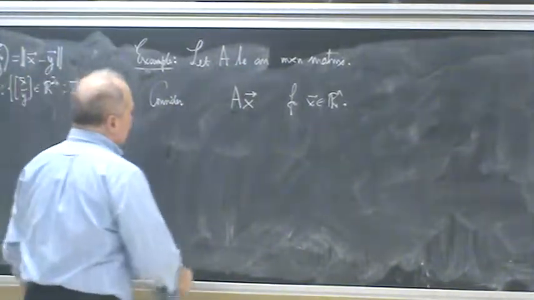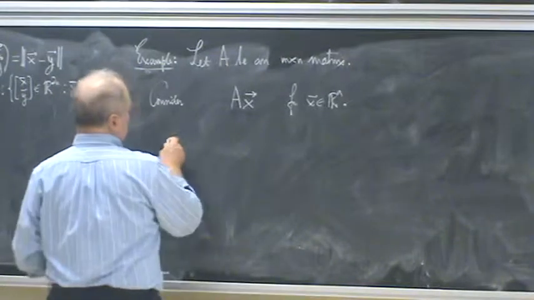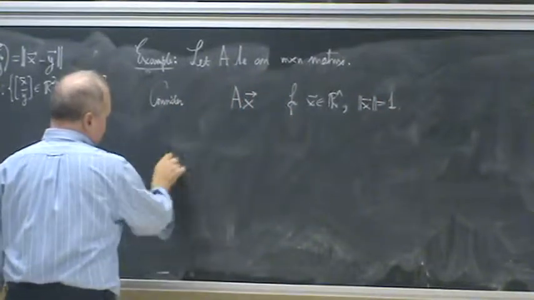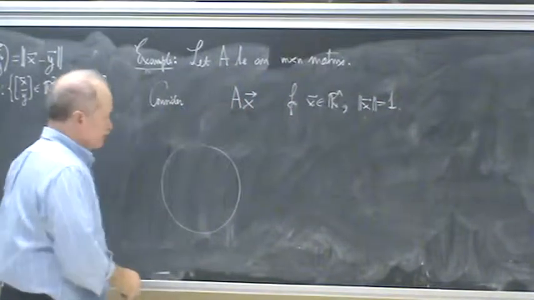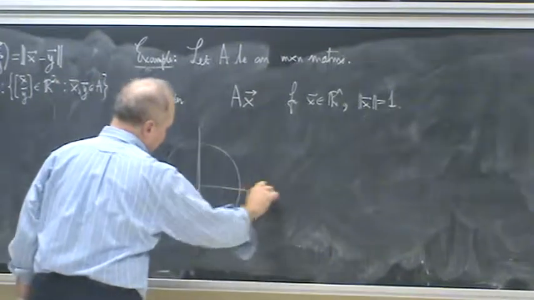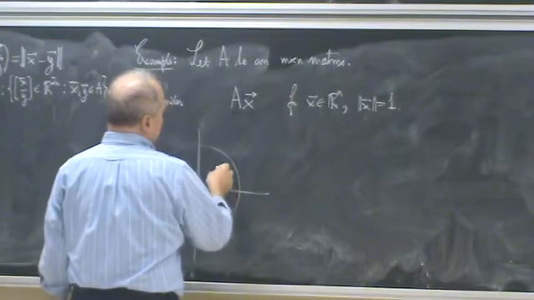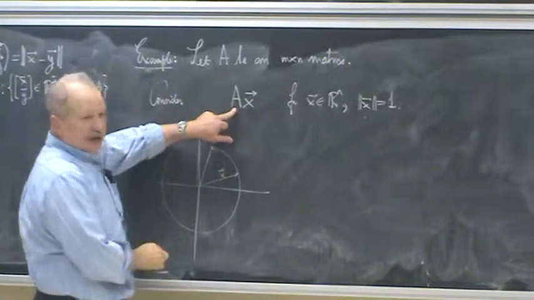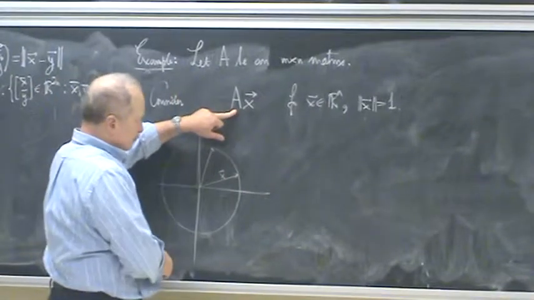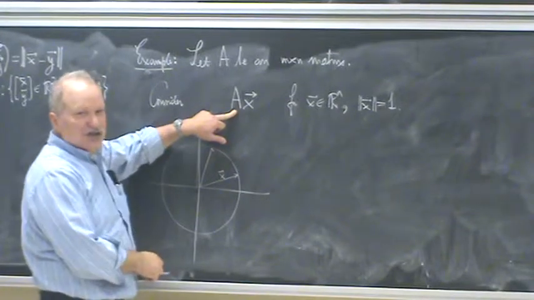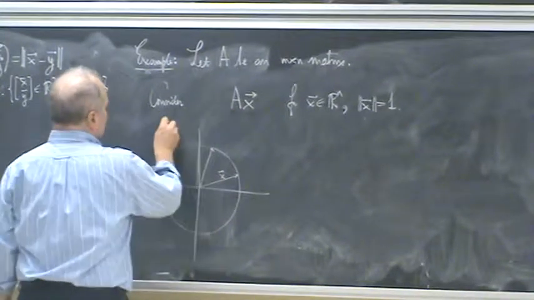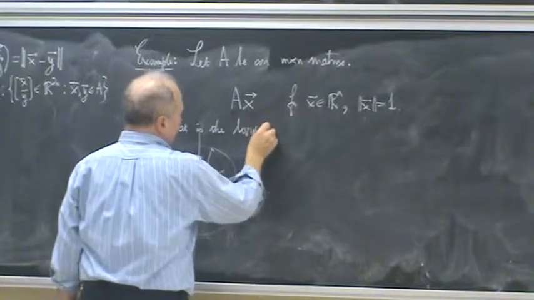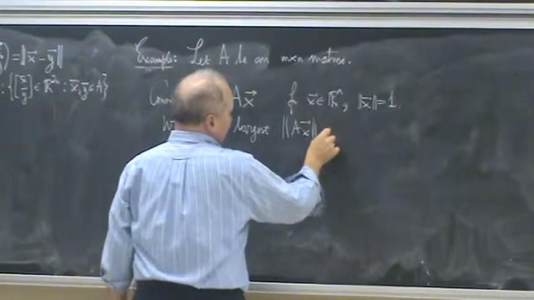In other words, if you restricted X to have length 1, so imagine you restricted X to be on the unit sphere, I'm just going to draw it in 2D for the minute. You could take all possible vectors that had length 1 and feed them into A and look at AX. What's the largest magnitude output you can get?